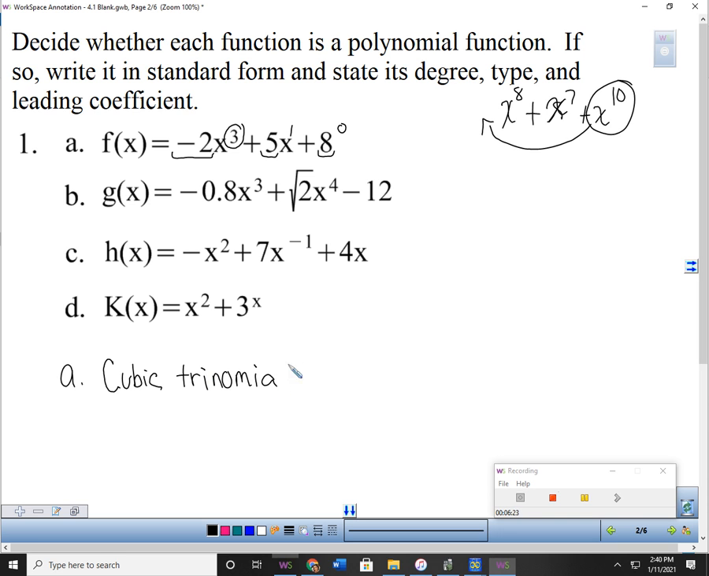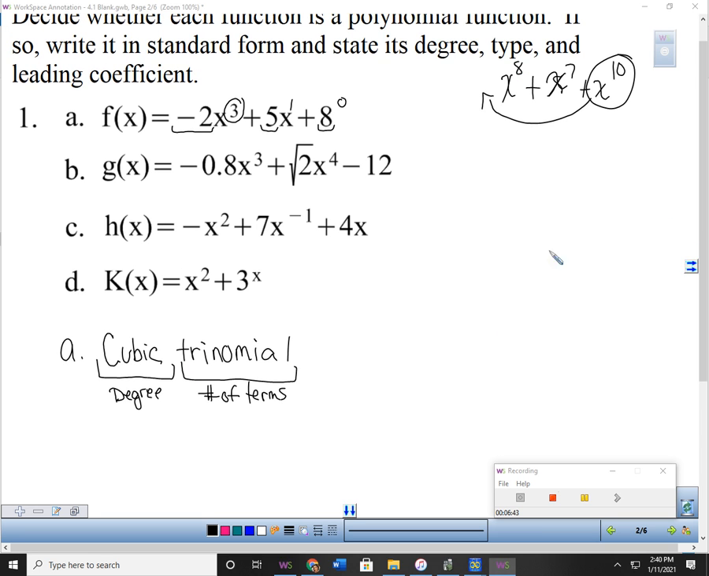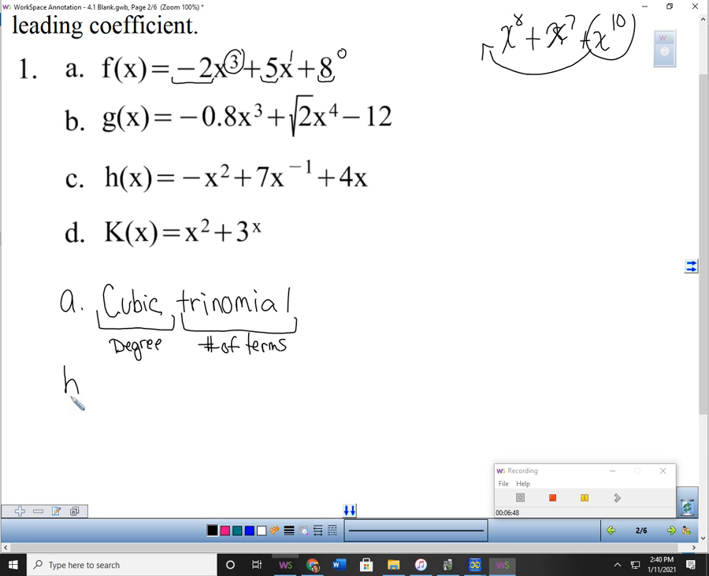So if you want to make yourself a note, the first part has to do with your degree. The second part has to do with number of terms. So if you have a special name for the number of terms that you have, then you should put that there. If you don't, then you would just say polynomial with 5 terms, right? All right, part B.